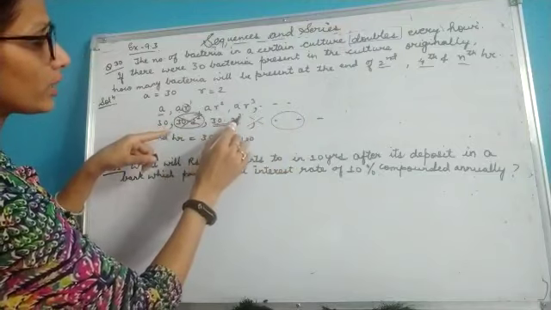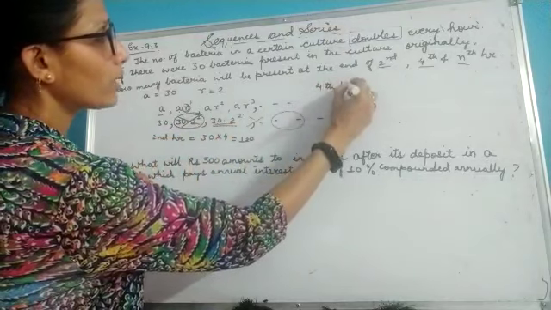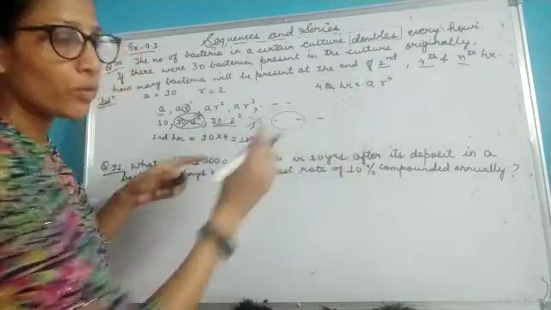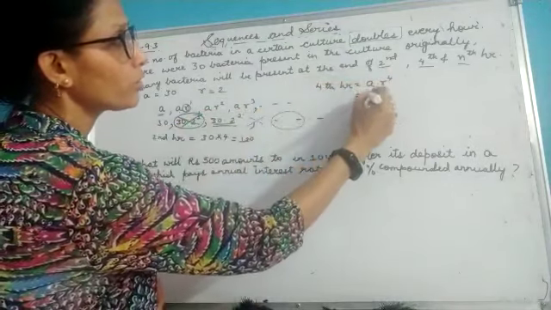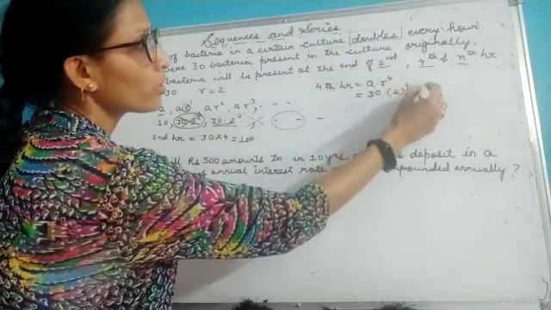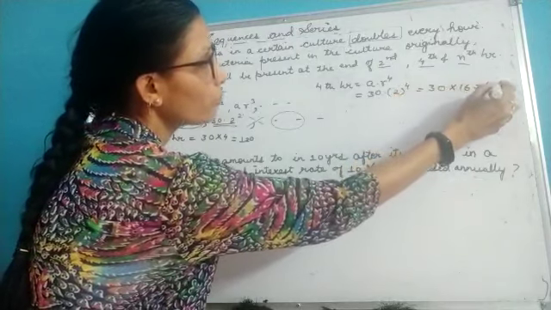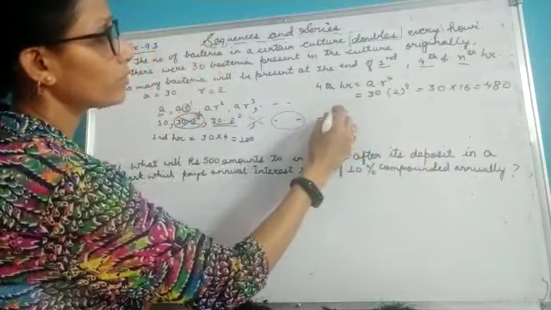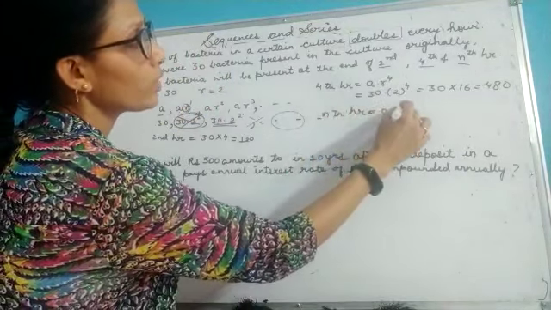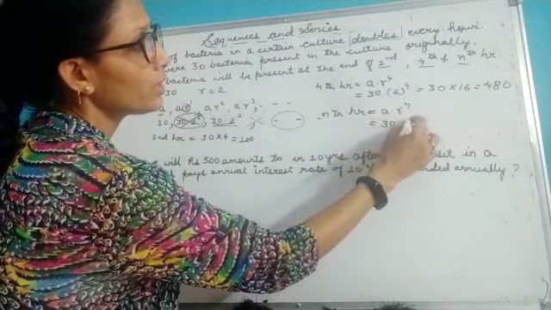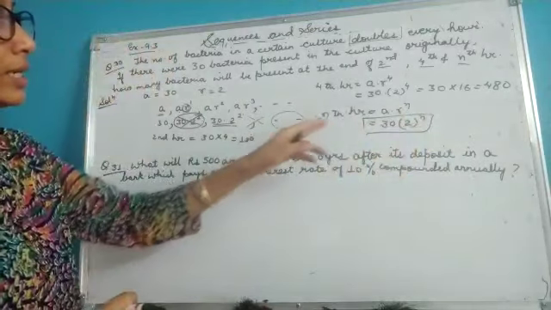Now you see, for the second hour you are getting the power as 2. That means for the fourth hour, it will be a into r raised to power 4. Here you have got r raised to power 2, so for the fourth hour it will be a into r raised to power 4. So this is 30 into 2 raised to power 4. On calculation you will be getting 30 into 16, which is equal to 480. Now if you want to calculate it for the nth hour, you will be writing it as a into r raised to power n, where a is 30, r is 2, raised to power n. So these are the number of bacteria present at the nth hour.